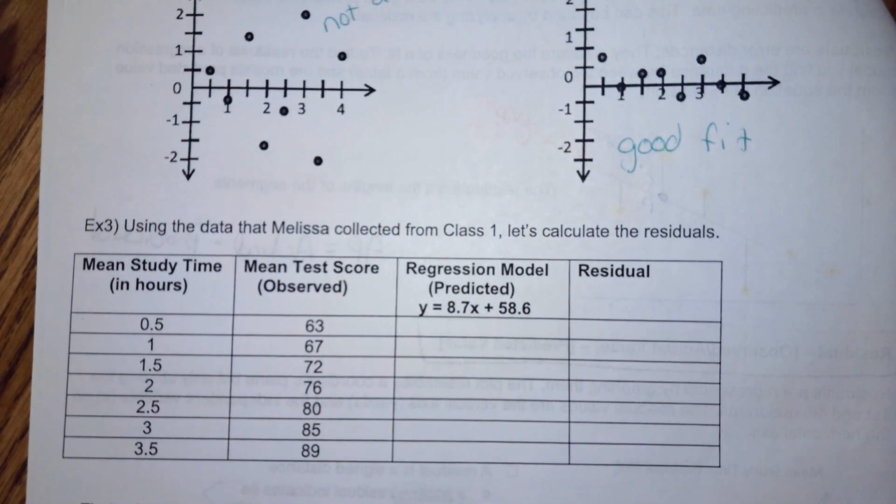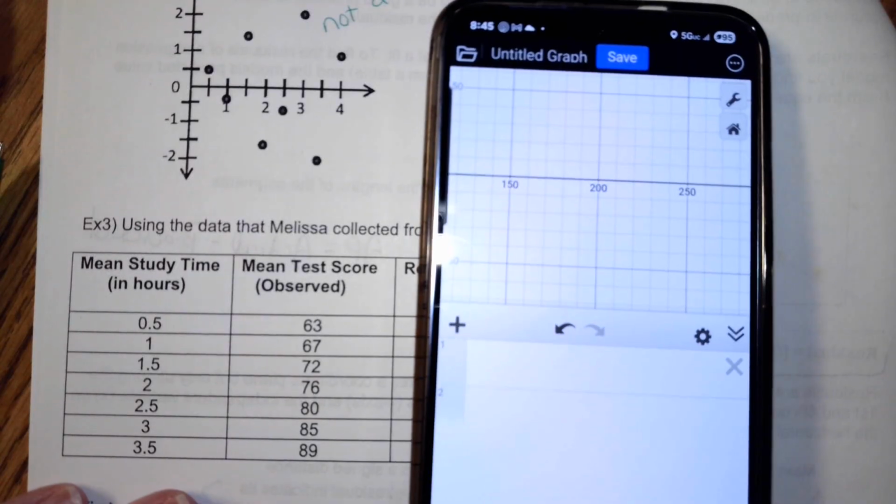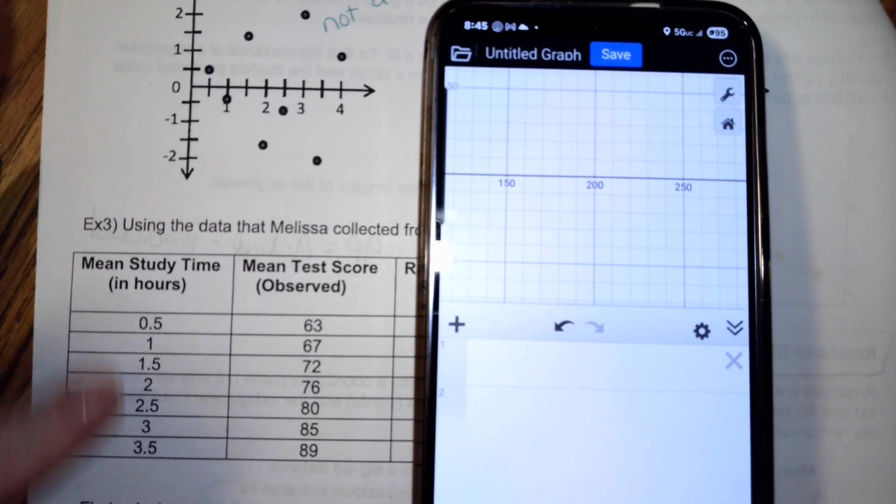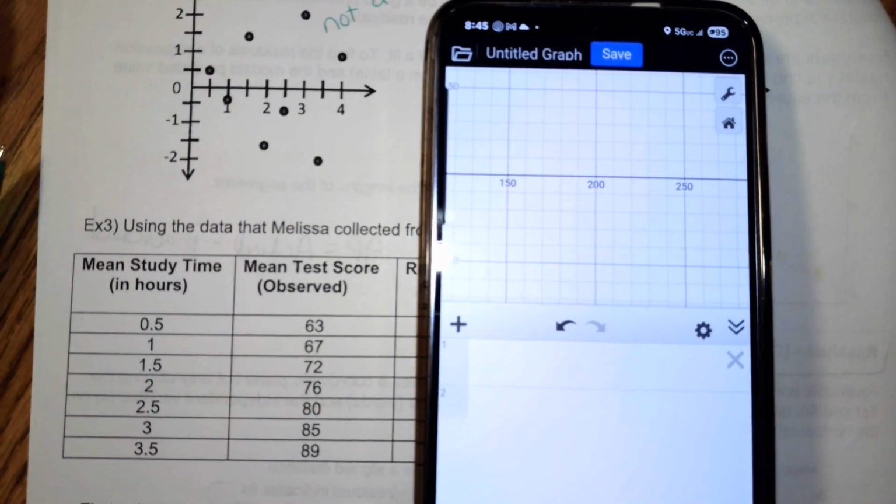All right, so here comes the hard part: putting the data in. We're going to put this data in. So go to Desmos, and let's put this in X and put this in Y.